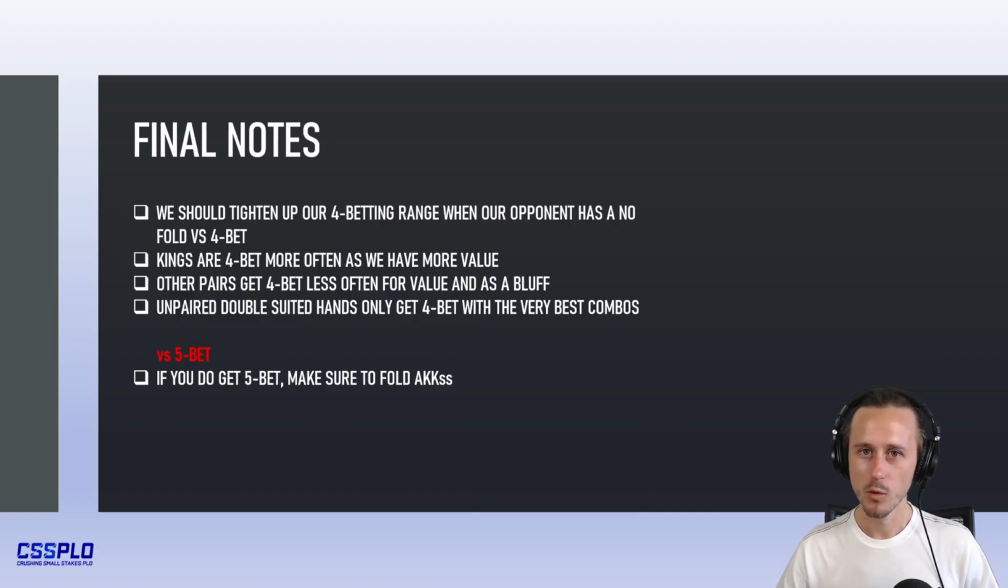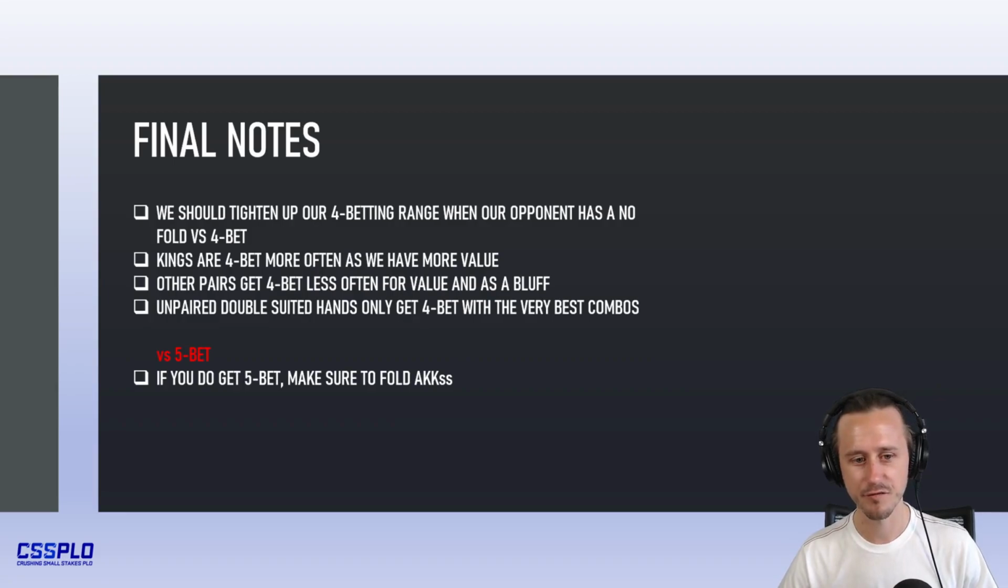Okay, we've looked into the most important categories here, and the final notes for this episode are as follows. We should tighten up our 4-bet range when our opponent has a no-fold strategy versus 4-bets. Kings are 4-bet more often if he has more value now. As you can see, the frequency of kings increases significantly. Other pairs beside the kings are 4-bet way less often because they benefit so much from fold equity. Unpaired double-suited hands only get 4-bet with the very best combinations here, as we just saw in the last slide.